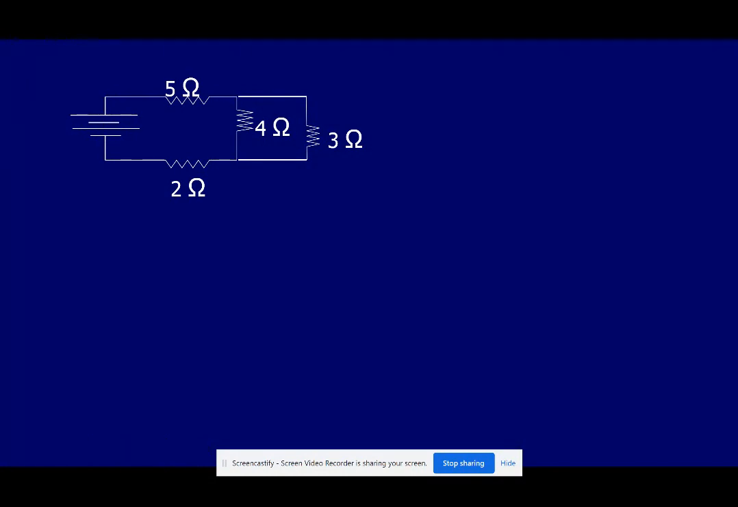Next one, another combination circuit. It's actually very, very similar to the one we just did, not numerically, but in the setup, in that I can see right away that I've got a 4 ohm resistor and a 3 ohm resistor in parallel. Now, I suggest you pause this video as you go, because you're going to want to draw this circuit into your notes. And I'm just throwing it up on the screen and I'm starting to solve it.